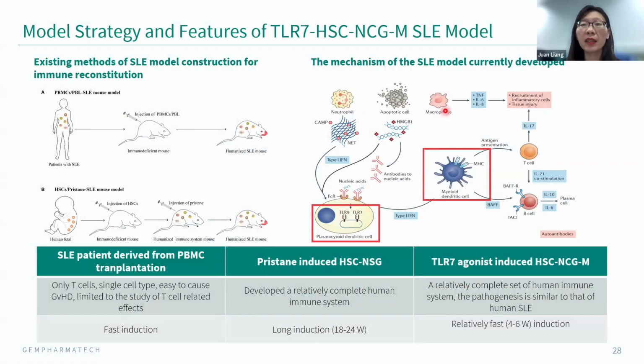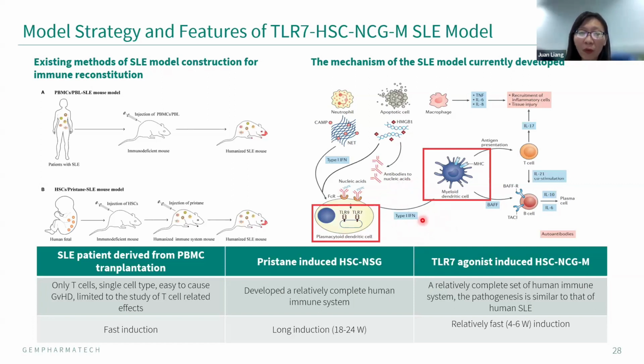Here is the mechanism of SLE, how SLE happens. Although the pathogenesis of SLE is very complicated, the major driver is the disorder of the immune system, especially the activation of PDC cells. In clinical patients, some driving factors will activate the PDC cells, so the PDC cells can release type 1 interferon cytokine.